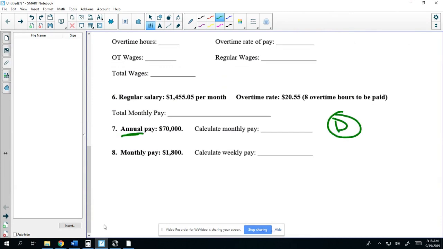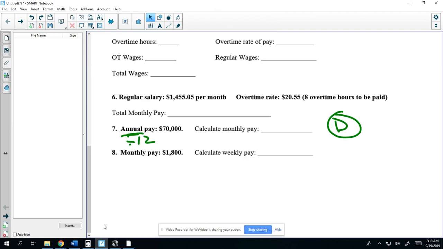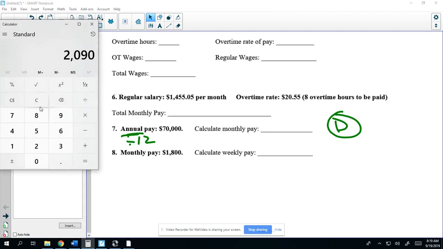In problem set D, we're presented with an annual pay, or yearly. Since there are 12 months in a year, we need to take our annual pay of $70,000 and divide by 12 to calculate how much we get paid per month. This is a simple one-step process.